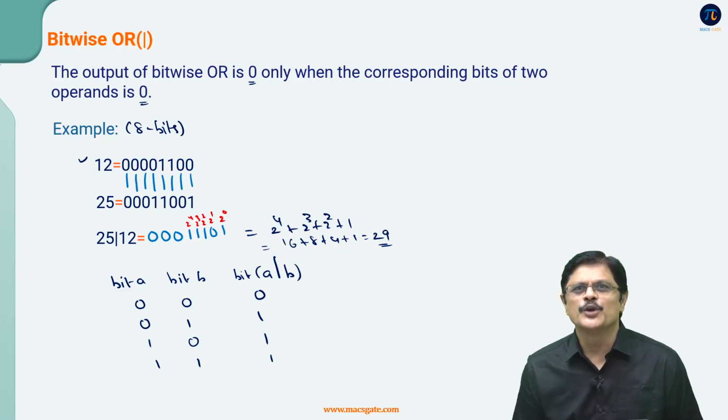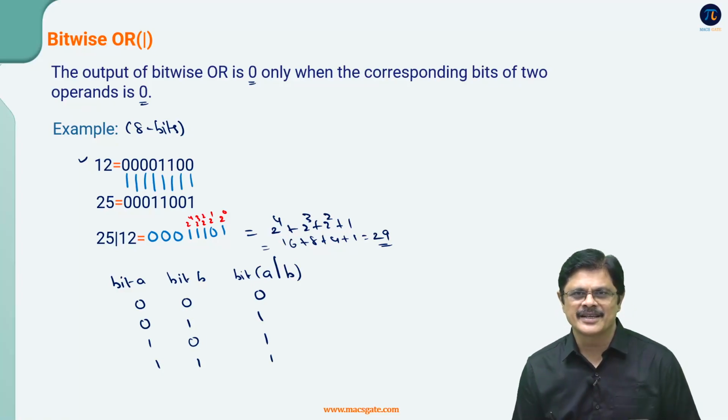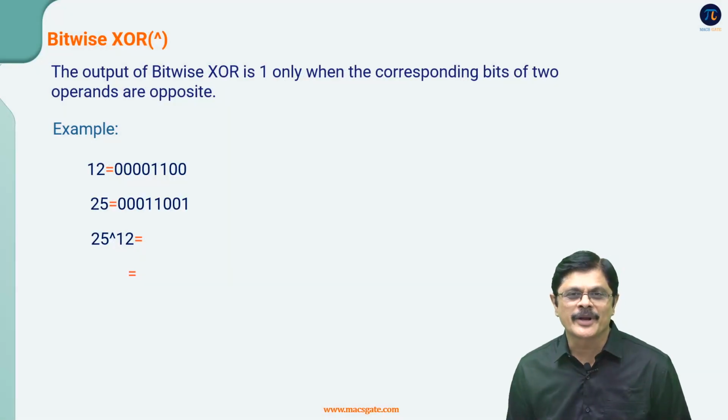You can try different numbers, my dear friends. You can convert a number into binary format and then perform the bitwise AND or OR operation accordingly. The next operator is bitwise XOR.